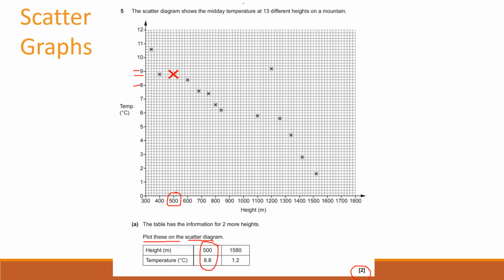The second mark comes from plotting the second point, which is at 1580 and a temperature of 1.2. So 1580 is going to be between 1500 and 1600. Again, we've got 5 little squares between here, so this time it's going up in 20s, so we're 1 square away from the 1600 is where we're going to be plotting across. And then we've got to go to a height of 1.2, so here's our 1 here, and then we're going to go up 1 little square higher than that to give me the new point. And again, if you can plot both those points accurately, you'll get the full 2 marks.